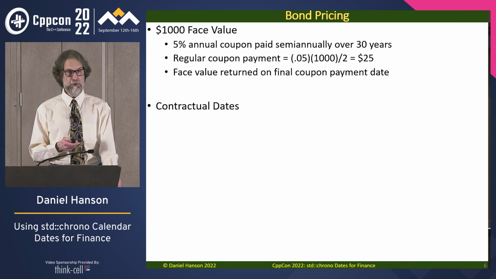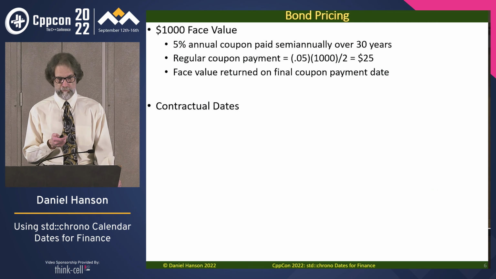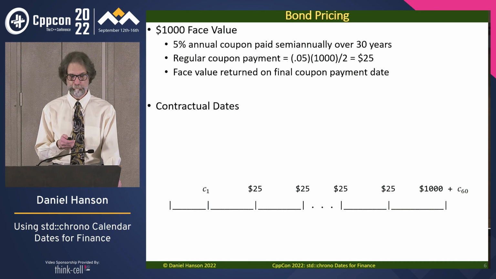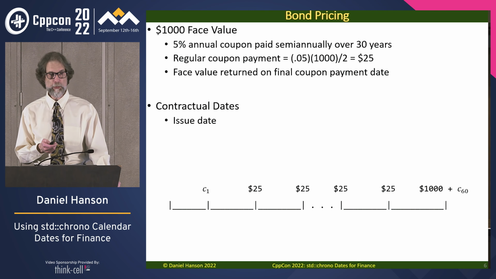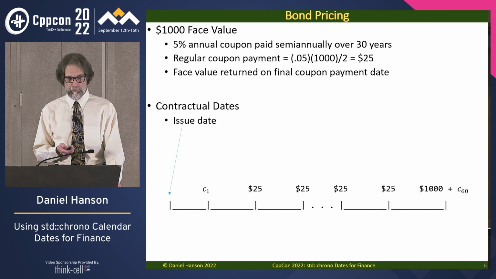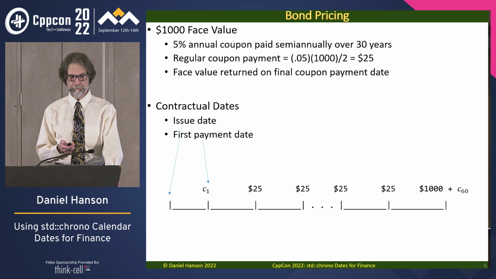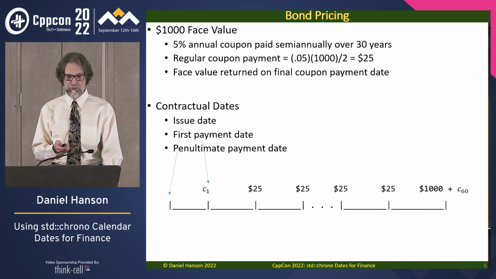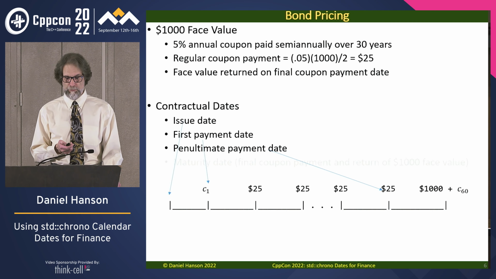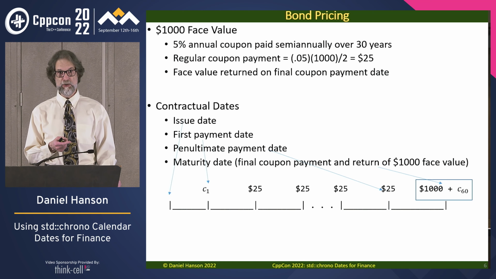Bonds come with contractual dates. So these are very important. First one is the issue date, so when the bond is issued. Next is the first payment date, so that's when the first coupon is paid out. Then there's the penultimate payment date, and then the maturity date, where again, the face value is returned along with the final coupon payment.